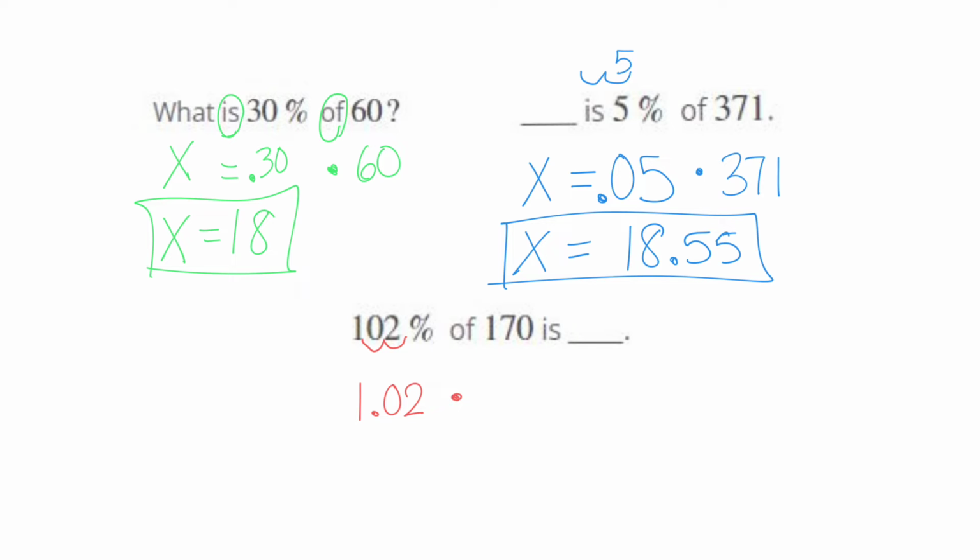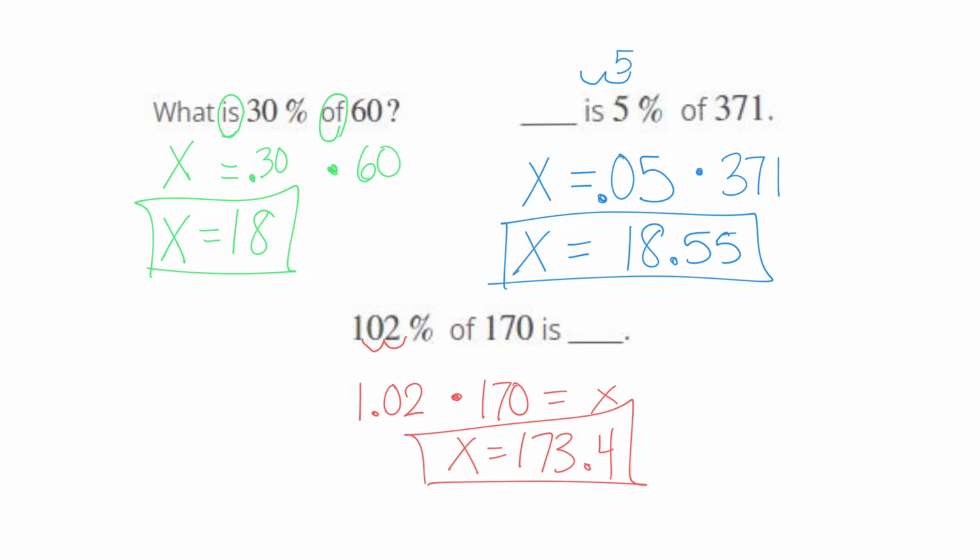Of means multiply. 170 is that full base value. So I'm taking 102% of 170 is, I'm going to call it x. Now, if I'm taking over 100%, remember your answer should be over the base value. So I have 1.02 times 170. It's going to get me 173, just a little bit higher. X equals 173.4.